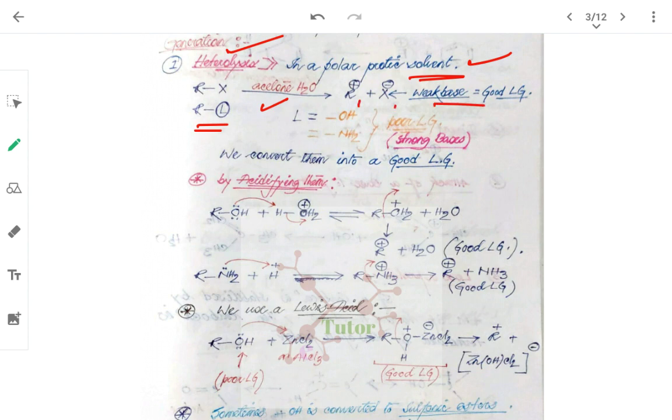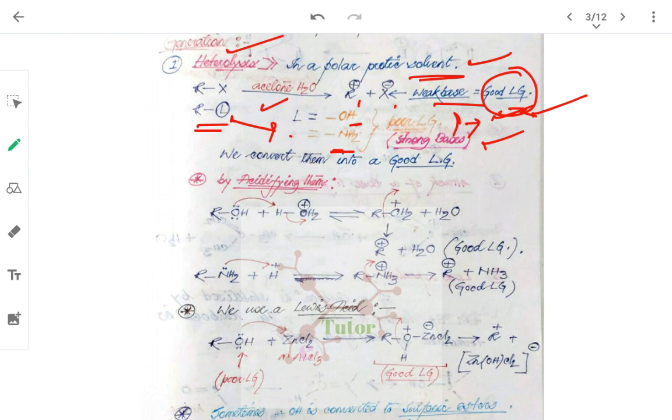It is a weak base and a good leaving group. If the base is weak, that is, it is a good leaving group. LG means leaving group. And if R-L, where L is a leaving group, is OH or NH2, they are poor leaving groups and strong bases.